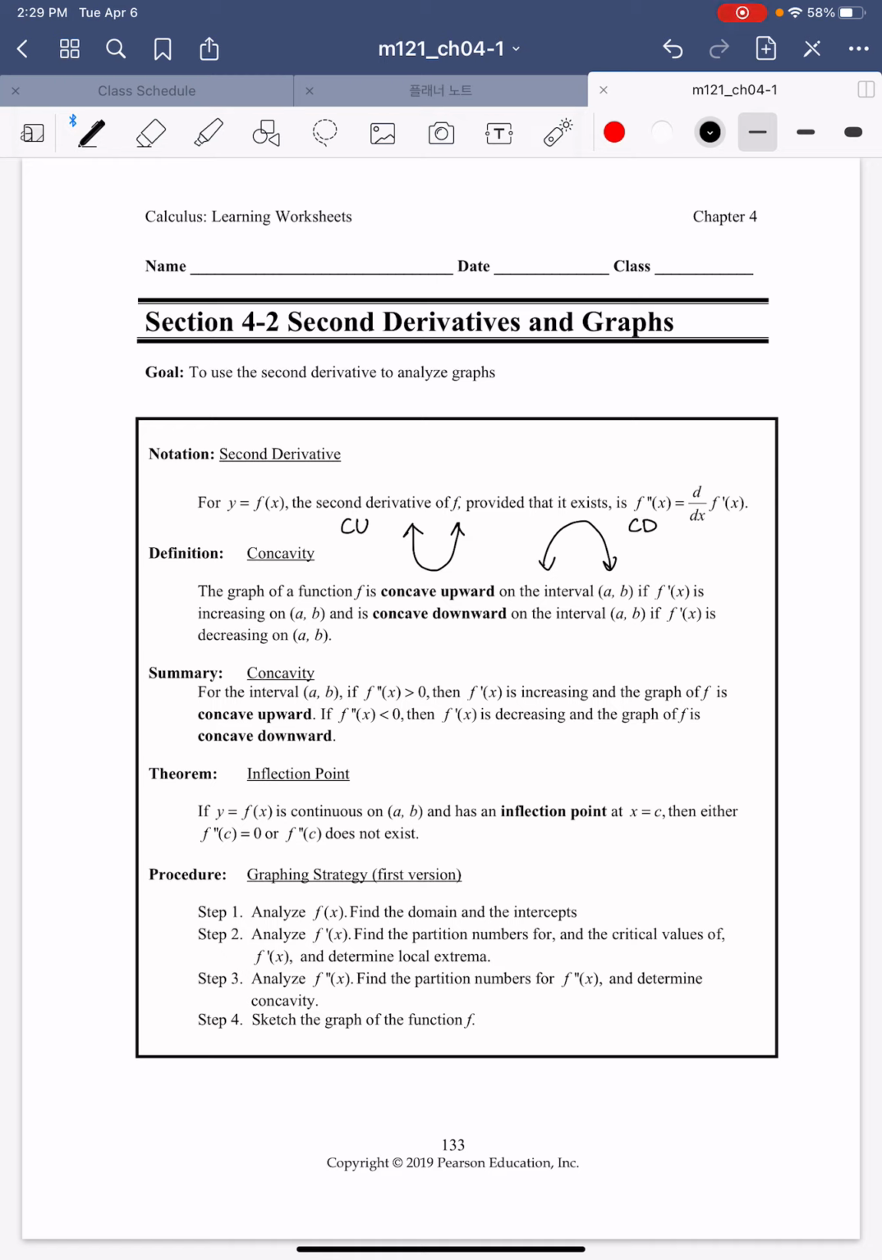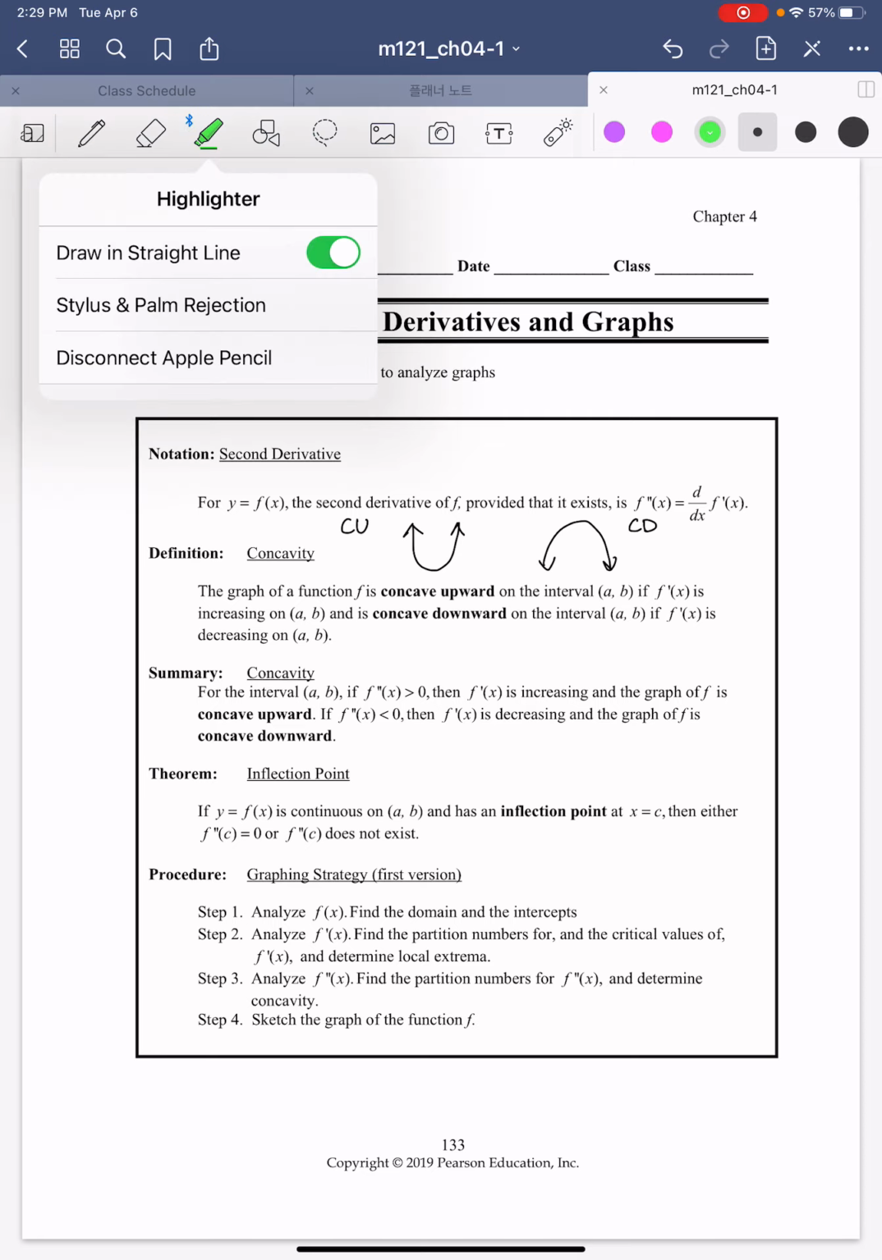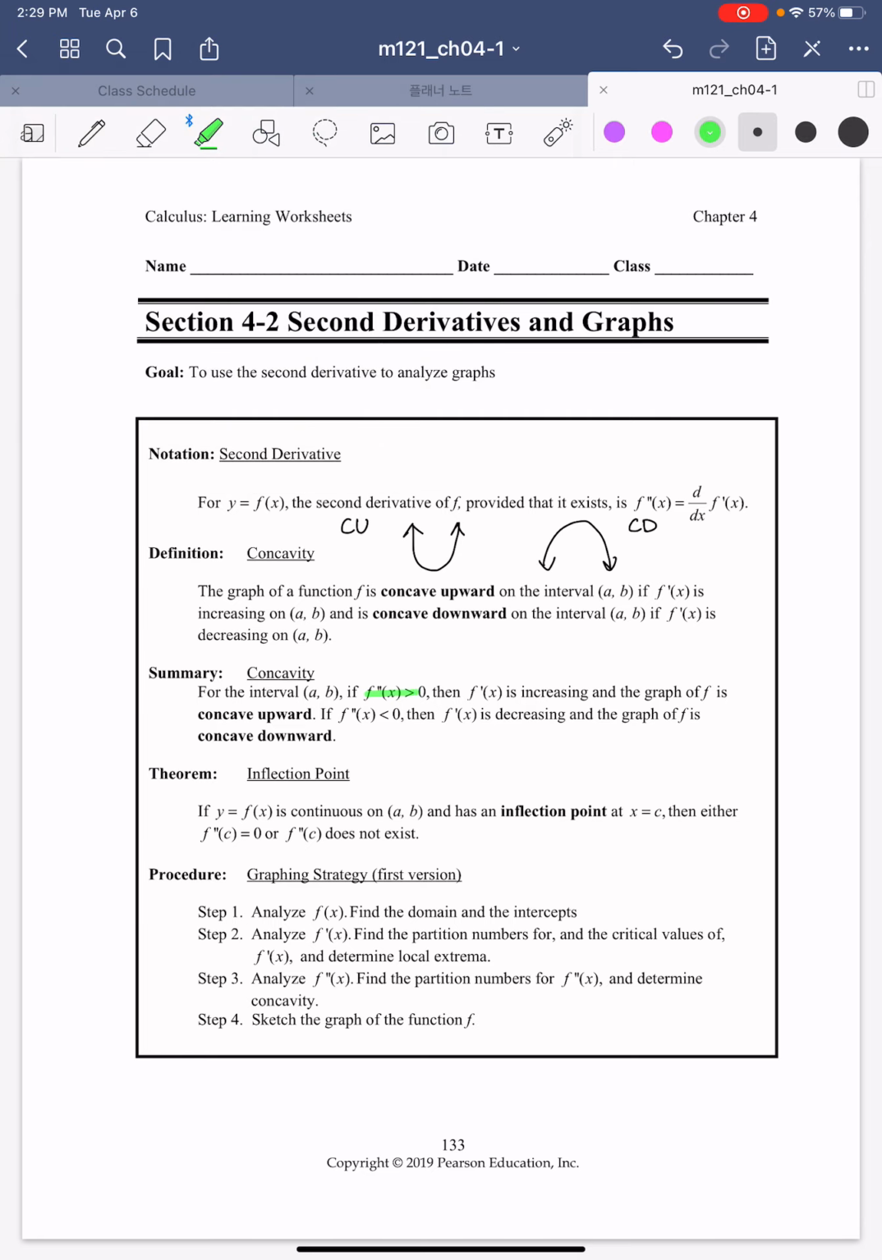When we know that it's a concave upward graph, we are going to draw our function f in a U shape. So how do we find out the concavity algebraically? We are going to set the second derivative greater than 0. If the second derivative is greater than 0, then you know two pieces of information: f prime, the first derivative, is increasing, and the original graph f is concave upward.